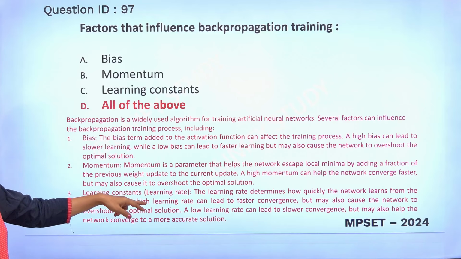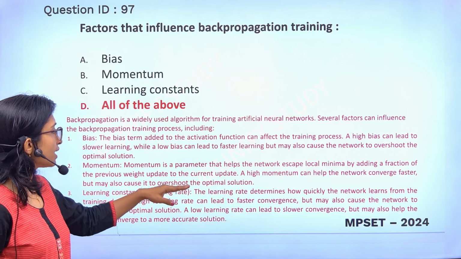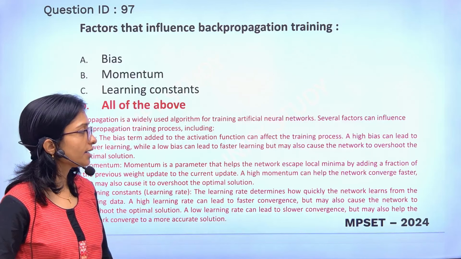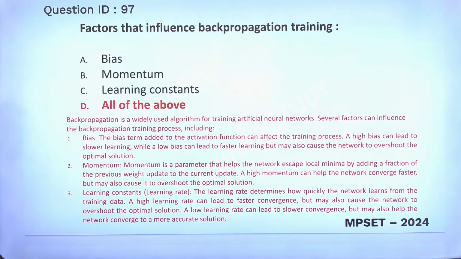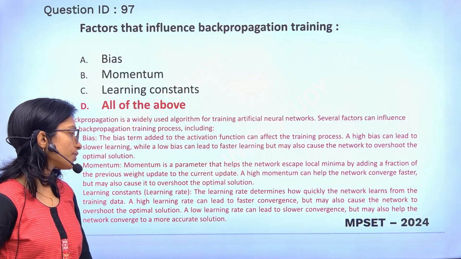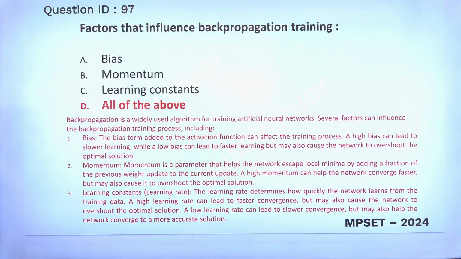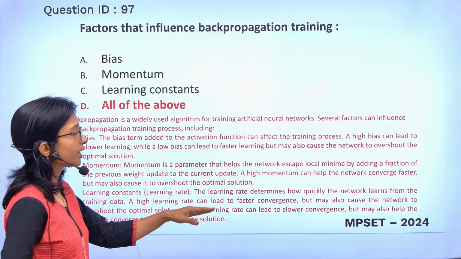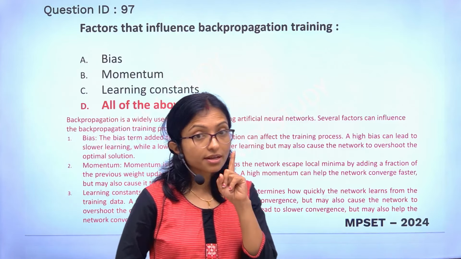Next one, learning constant. Learning constant means the learning rate. The learning rate determines how quickly the network learns from the training data, which I just now told you. A high learning rate can lead to faster convergence, but can also make the network overshoot the optimal solution. A low learning rate can lead to slower convergence, but can help the network converge to a more accurate solution. Are you able to understand that?